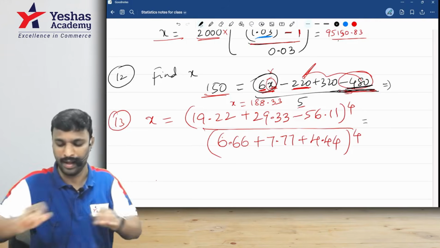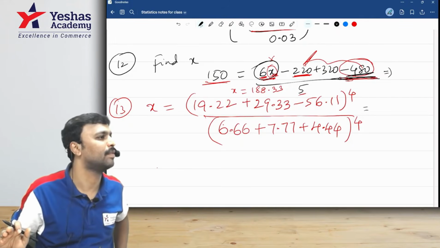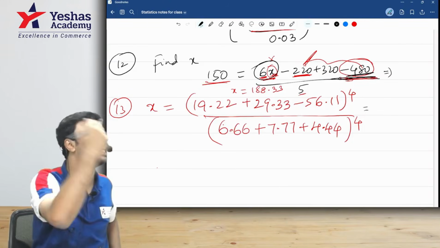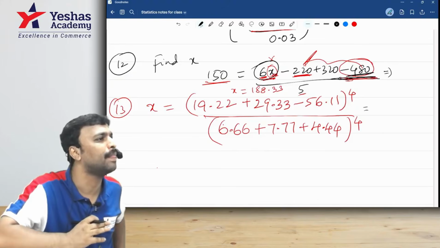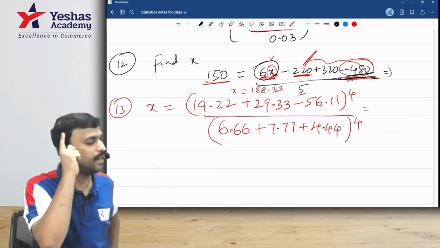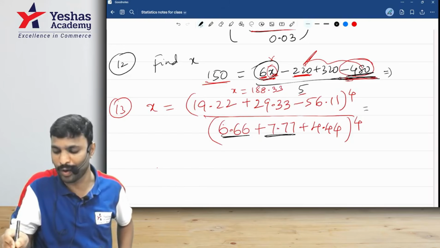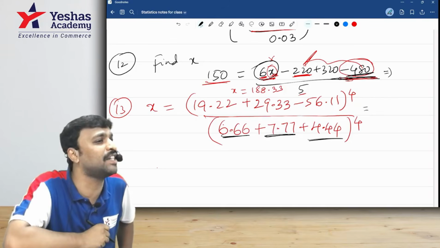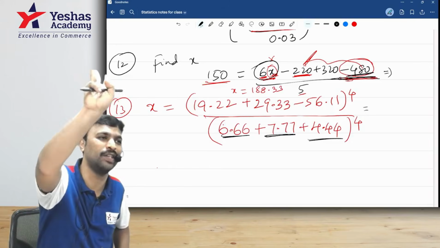Everyone clear? Now look at this expression. Tell me, what type is this? Type 3. Both complicated. Numerator complicated, denominator complicated. Is it possible to do without the memory? You have to make use of memory. Solving first what? Denominator. Everyone. 6.66 plus 7.77 plus 4.44. Raise the power to 4 means press into equal to 3 times.